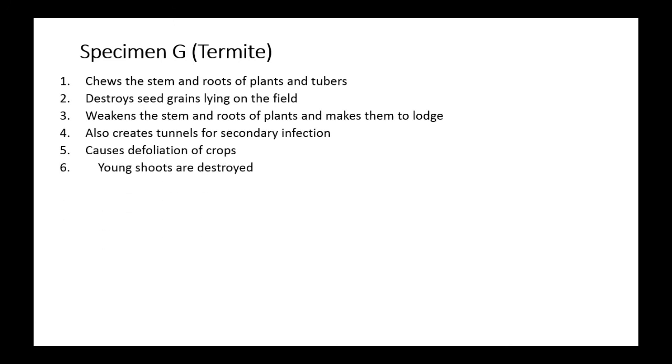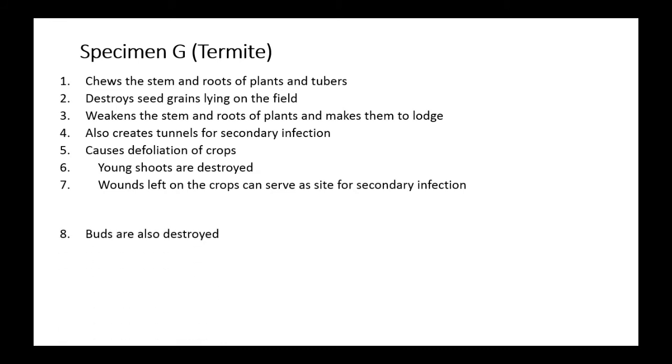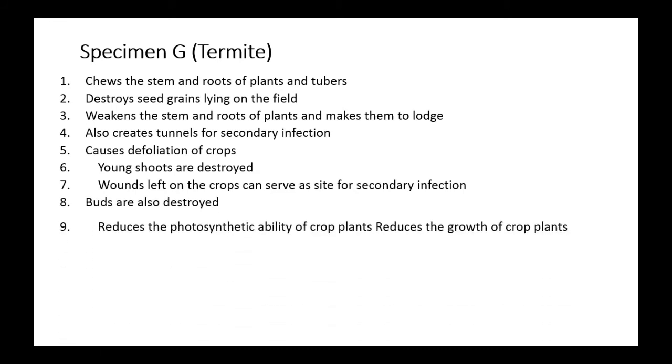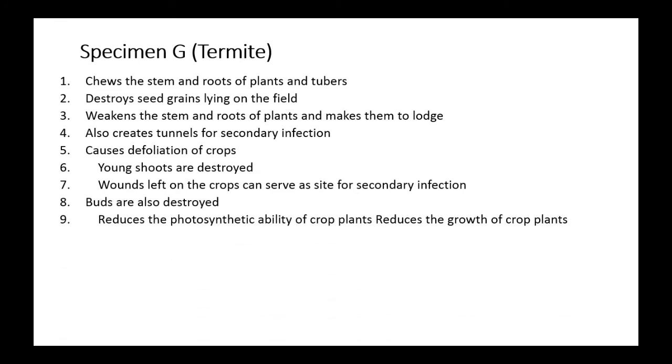defoliation of crops. Its young shoots are destroyed. Wounds left on the crops can serve as sites for secondary infection. Buds are also destroyed. It also reduces photosynthetic ability of crop plants. It also reduces the growth of the crop plants.